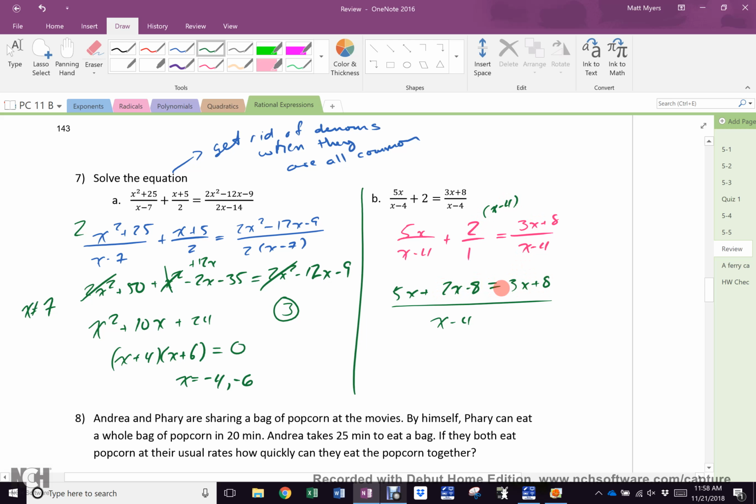What can I do with my denominator now? Disappeared. Cancel. But before I do that, the restriction. x can't equal what? 4. Now I can disappear it, and I can solve. 5x plus 2x, 7x minus 8 equals 3x plus 8. Bring that over. 4x equals, bring that over, 16. What does x equal? 4. But x can't be 4. So what's the solution here? No solution. And to get the full 3 marks, I better see that written somewhere.